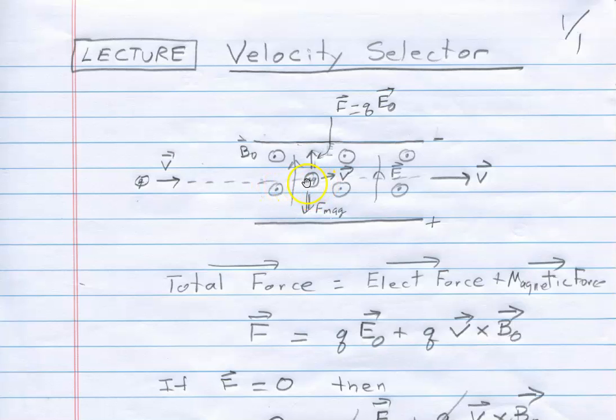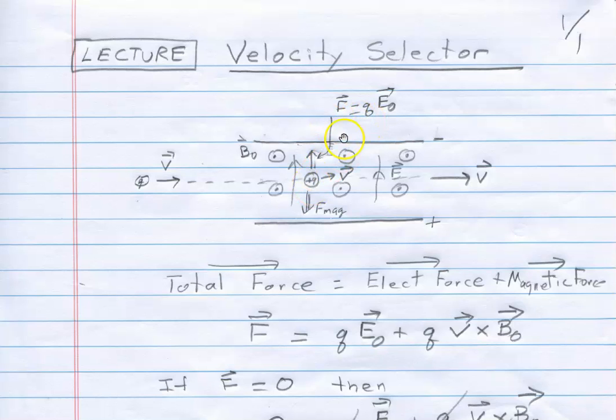At some point it gets into the field, and I'm assuming we want the one that's got the velocity v selected. You can look at it, but v cross B for a positive particle, the magnetic force is going to be downward, and if that were the only force present, then it would curve downward. This positive particle would be deflected downward and probably eventually hit this plate.